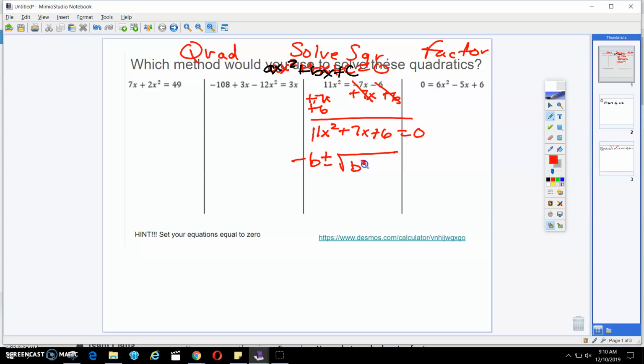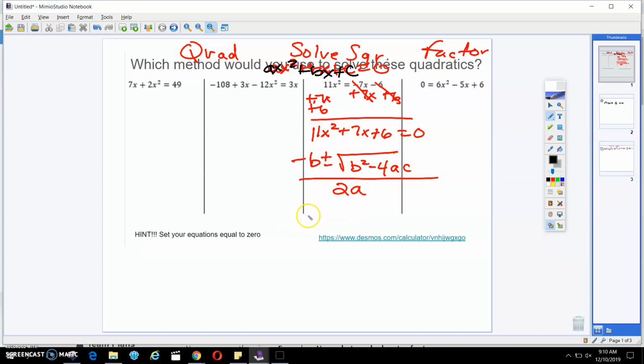For those of you who are like, I don't remember the quadratic formula, here it is. Negative b plus or minus the square root of b squared minus 4ac, all over 2a. So now you're going to plug in all of these numbers and then you're going to simplify.